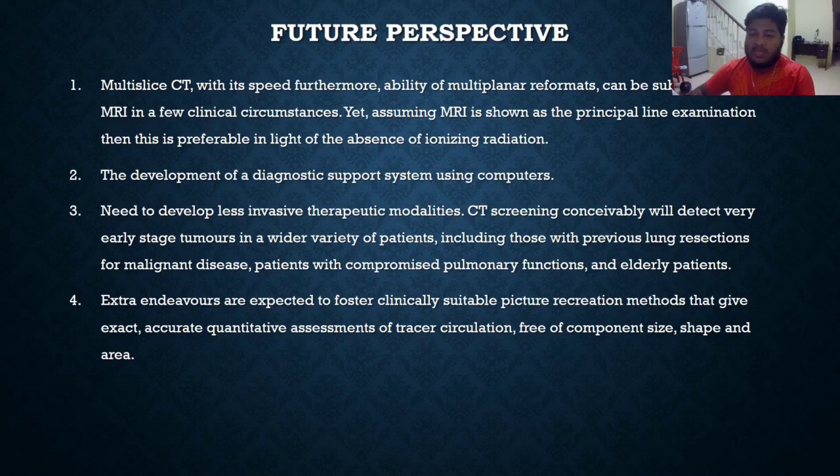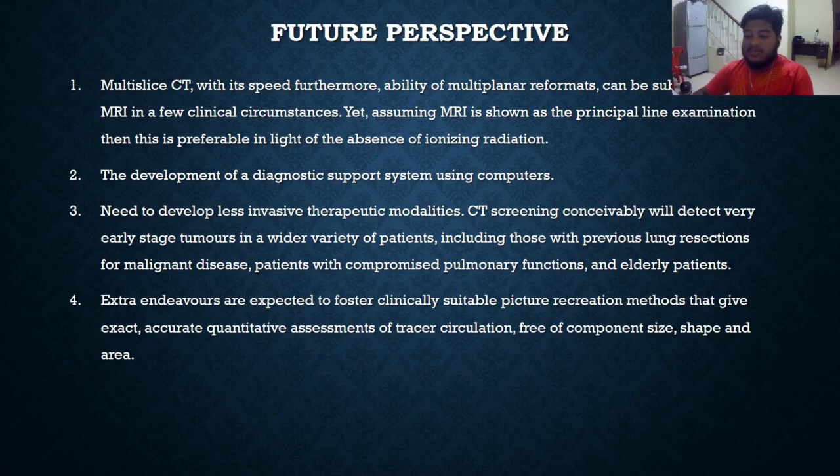To answer question number 8, which is the future perspective. The multi-slice CT, with its speed and its ability to produce multiplanar formats, can be substituted for MRI in a few clinical circumstances. Yet, MRI is preferred as the first-line examination in light of the absence of ionizing radiation. Secondly, is the development of diagnostic support systems using computers. Thirdly, the need to develop less invasive therapeutic modalities.